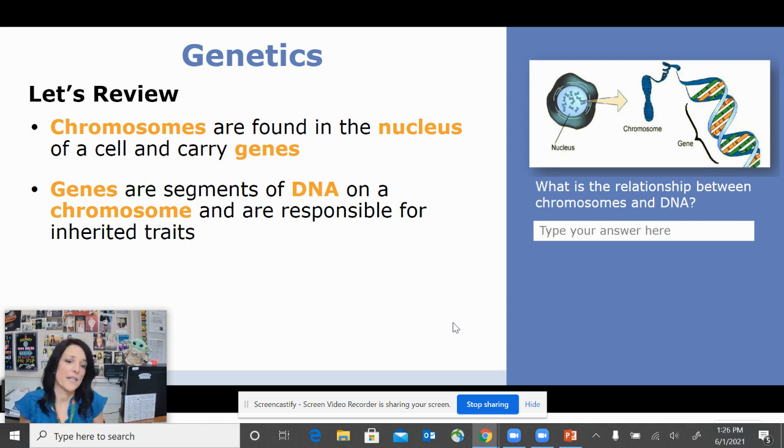So some of the things you already have learned that we're going to review before we begin are that chromosomes are found in the nucleus, which you can see in this picture right here. Remember, the chromosomes are those X's, and they carry genes on them. Here is the example of the DNA with the strand of gene. Genes are segments of DNA on a chromosome and are responsible for inherited traits. So what is the relationship between chromosomes and DNA? And you can use this bullet right here to answer that question.